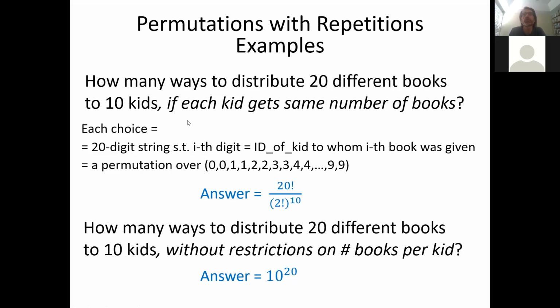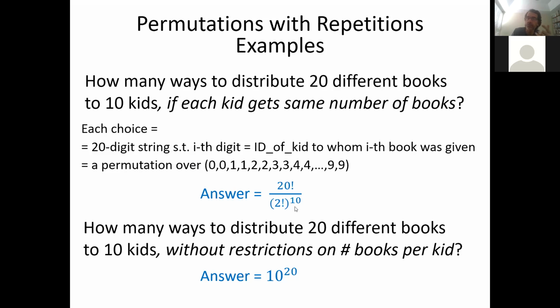How many ways to distribute 20 different books to 10 kids if each kid gets the same number of books? Again, this is basically like assigning 20 tasks to students, where the multiplicity must be the same, right? So it's like a 20 character string with 10 characters, each one with multiplicity 2. Okay, so it's 20 factorial over 2 factorial to the 10th, right?